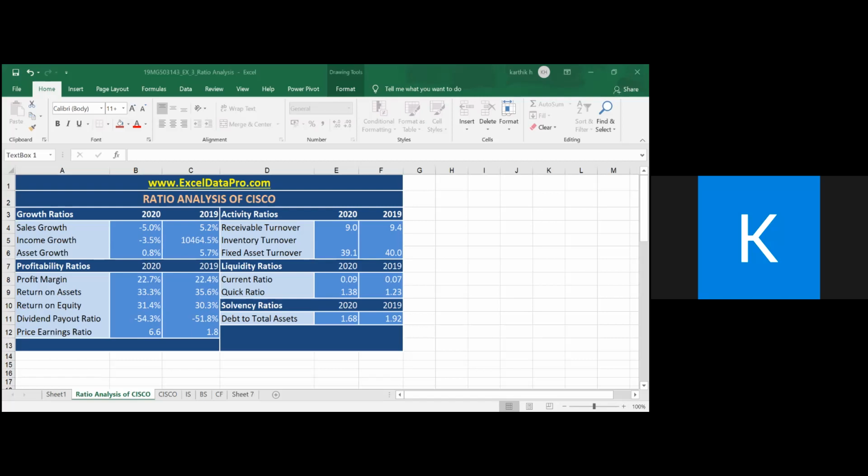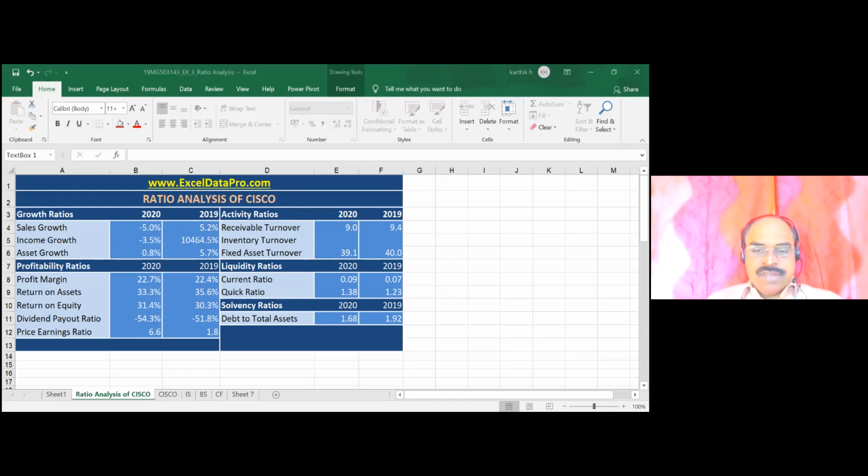Next, to calculate the activity ratio in the year 2019, it also decreased from 9.4% to 9 due to the decrease in the sales of the company. Showing nil, and the fixed asset turnover indicates how well the business is using its fixed assets to generate sales. In the case of Cisco, there is an increase from 2019 to 2020. Okay, proceed.